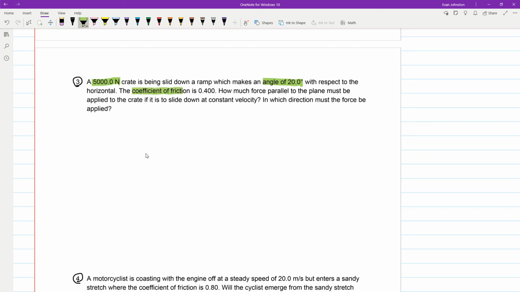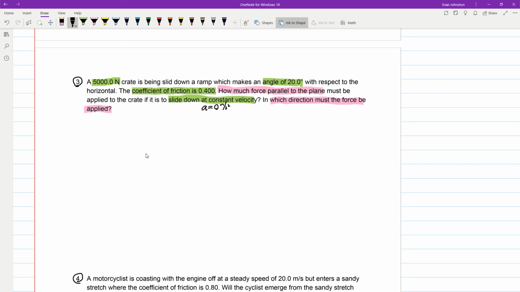We're given the coefficient of friction, and it's asking how much force parallel to the plane must be applied if it slides down at a constant velocity. So slides down at a constant velocity, that tells me that our acceleration is 0 meters per second squared. That means there's no net force. That means the push force and friction are canceling each other out. And it's also asking in which direction the force must be applied. So let's unpack this a little bit and figure out what's going on here.